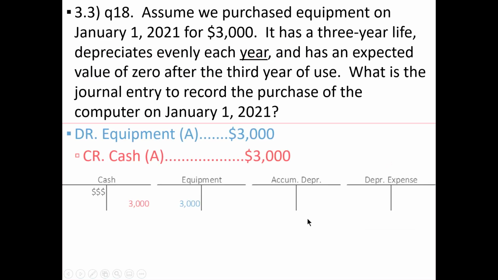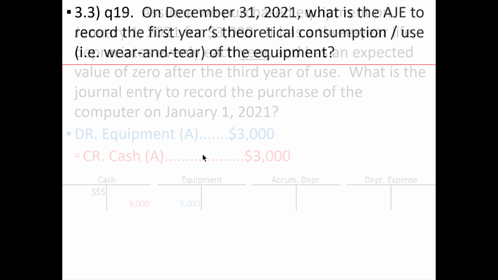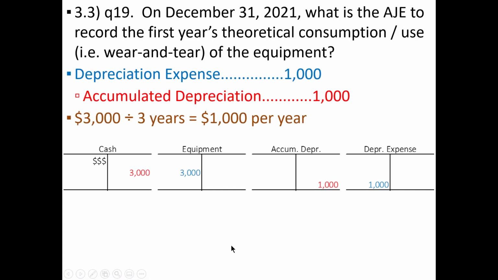So if we purchase $3,000 of equipment for cash, what would we do? Plug in what you know. Cash went down and we got equipment. Now assume this thing depreciates evenly once per year for 3 years. Well, if 1 year goes by, we will recognize the wear and tear, i.e. the depreciation, the reduction of value of that asset account.